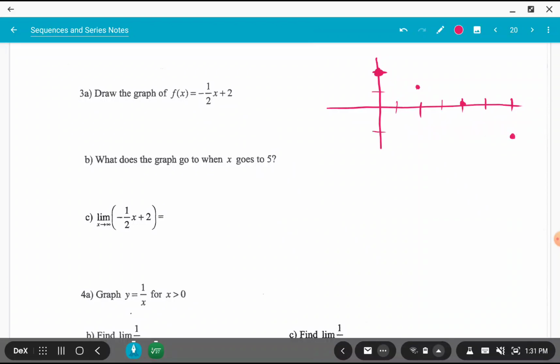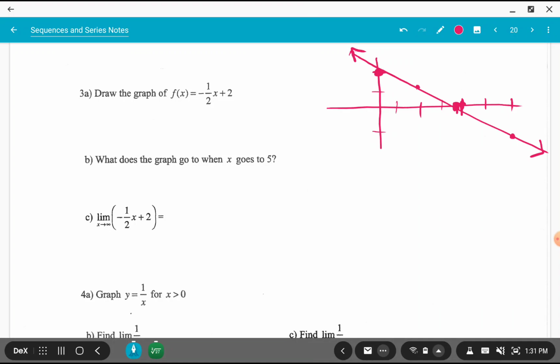Okay, and then I'm just going to go ahead and draw a line here. There we go. All right, so there's negative half x. Whoops, that's off, isn't it? You get the idea. All right, so negative half x plus 2. What does the graph go to when x goes to 5?